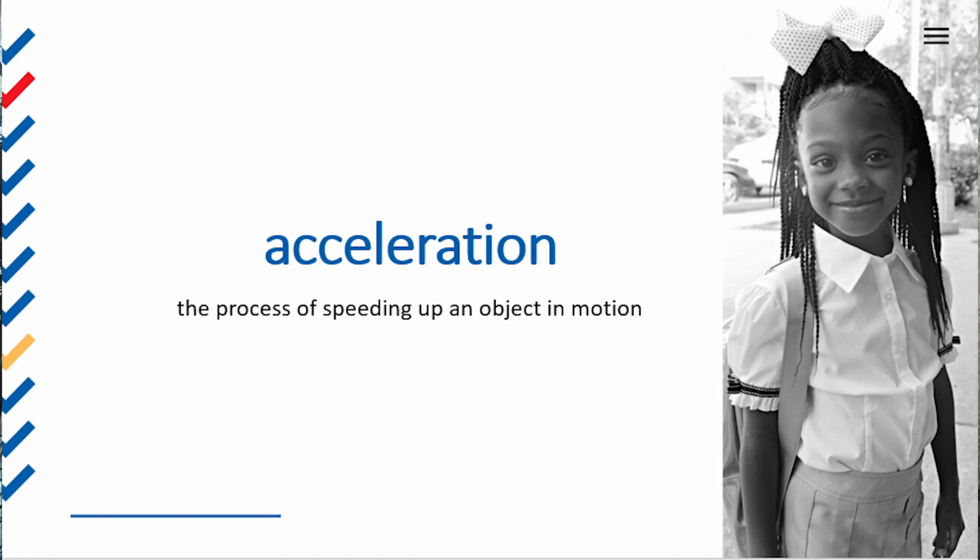Now, this is a good time to define acceleration. Say that after me. Acceleration. Acceleration is the process of speeding up an object in motion. So if I were to switch these two books, if I were to put them in motion, if I did it really quickly, they would both have a greater acceleration than if I took my time to change their position, to put them in motion. Acceleration can only happen while objects are in motion.